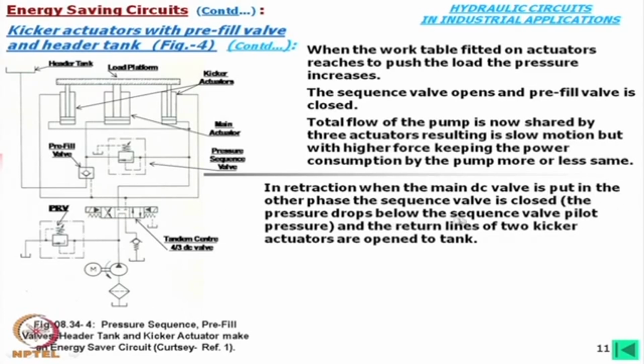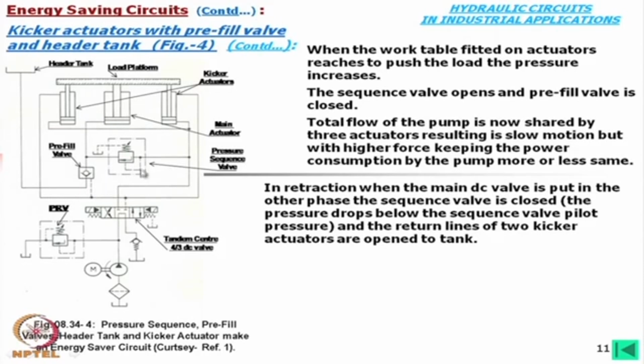The pressure drops below the sequence valve pilot, and the return line of 2 kicker actuators are open to tank. So, now we have connected this way, say this cross, okay, and then this path is connected to this. Then this oil is going like this, and it is going other sides, okay, and oil from this side is going back to the tank. So, oil is coming from here, here. Now, this oil cannot come to this tank.